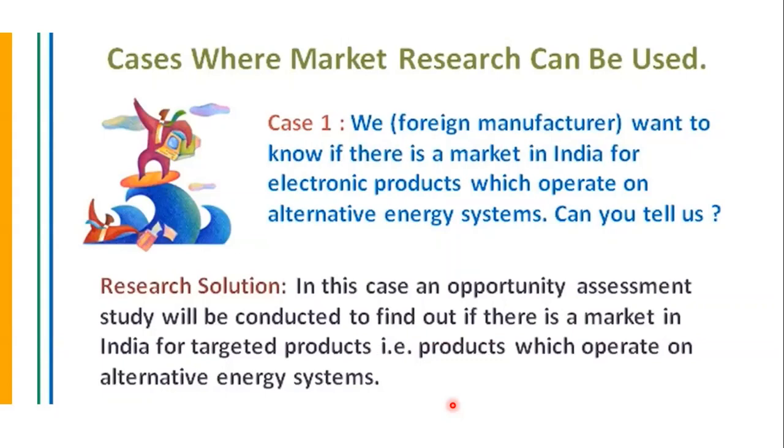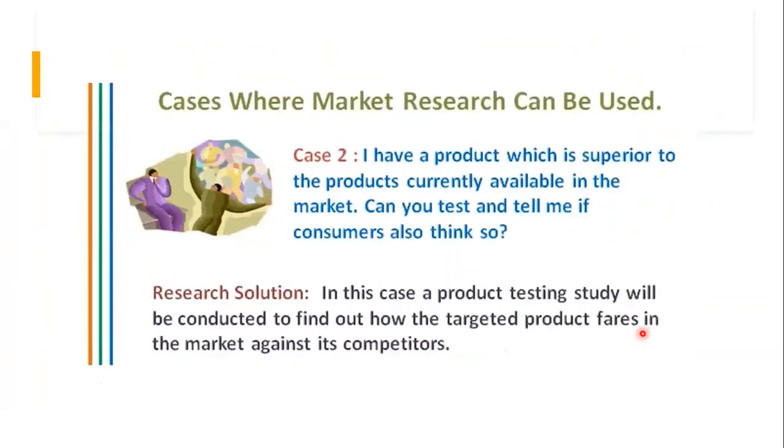Let's read case number 2. Okay, here it says, I have a product which is superior to the products currently available in the market. Okay, so there are products now in the market and I have something better than that. Can you test and tell me if consumers also think so? So I think my product is better than others that are in the market right now. Remember that currently available means that they exist right now.